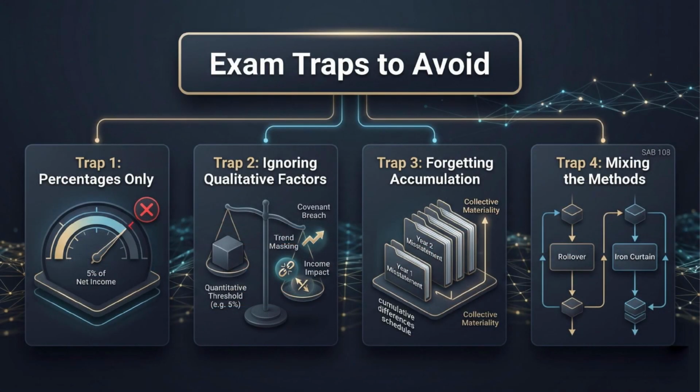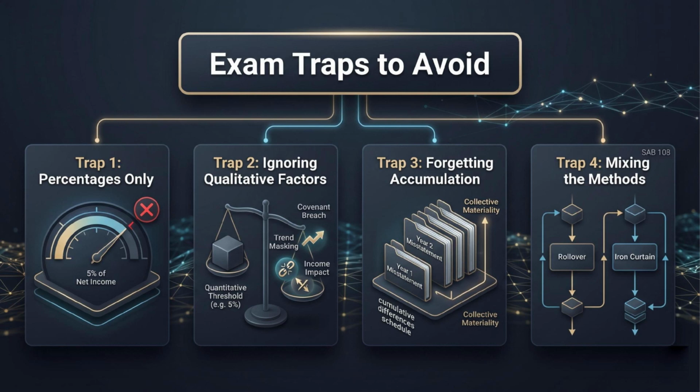Let us finish with the main exam traps. First, do not use only percentages. A 5% or 10% benchmark may be a starting point, but qualitative factors can override a small amount. Second, do not ignore qualitative factors such as trend masking, loss to income movement, covenant breach, or compensation triggers. Third, do not forget accumulation. Small misstatements can build into a material balance sheet position.